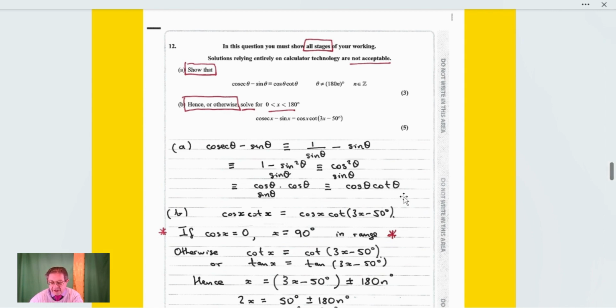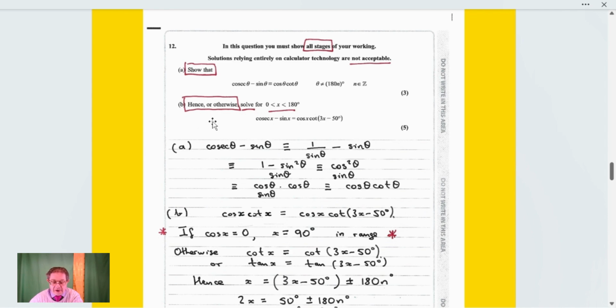Now, as I read through that, I sometimes said sine instead of sine theta. When you're writing this down in an exam, do not do that. Make sure you put the thetas in a show that question, just to make sure that you really are being accurate and showing all stages of your working.